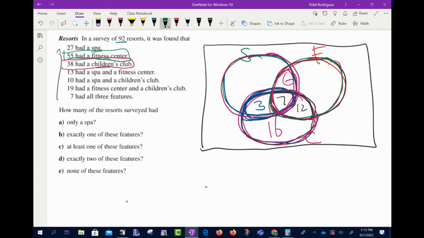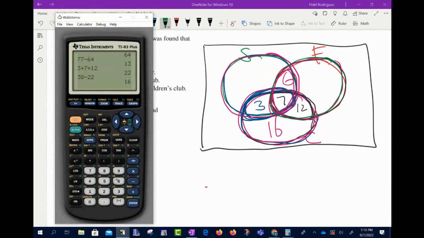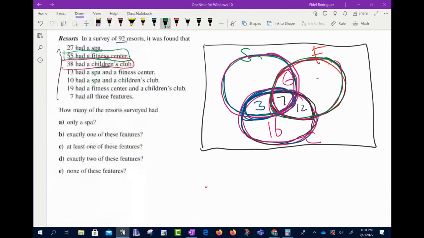So let me take the numbers that are in that circle. So 6 plus 7 plus, what is that, 12? Okay, and we're going to go 55 minus that answer, 25, that's 30. That's going to be the number that's going to go right over here, okay?